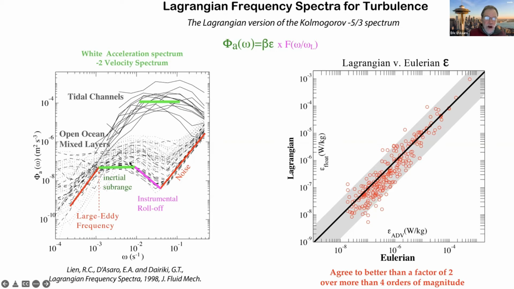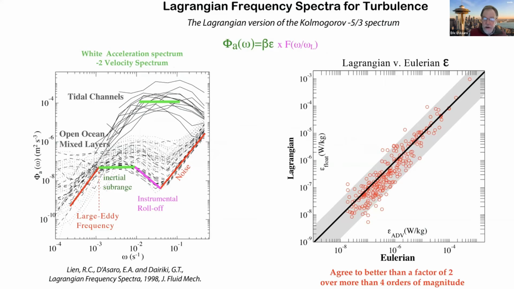And if you plot the epsilons that you get from measuring the acceleration spectrum against epsilons that you get from the -5/3 law in the same place, you get a very good correlation over more than 4 orders of magnitude. So this really does seem to work. There really does seem to be a universal Kolmogorov spectrum for acceleration from Lagrangian measurements. And here's the paper in which we did that work.